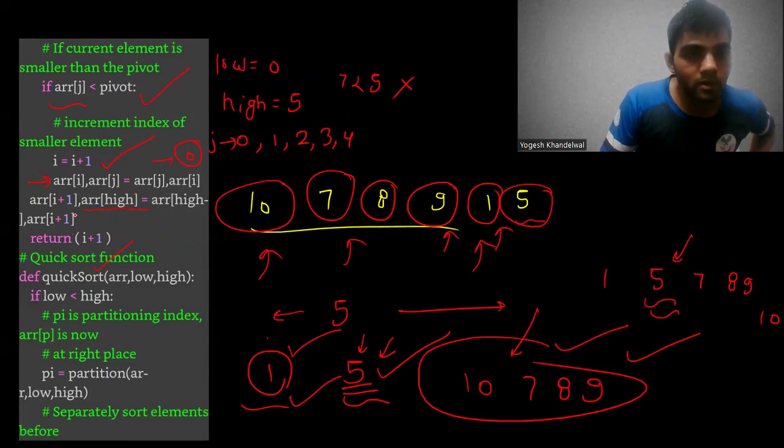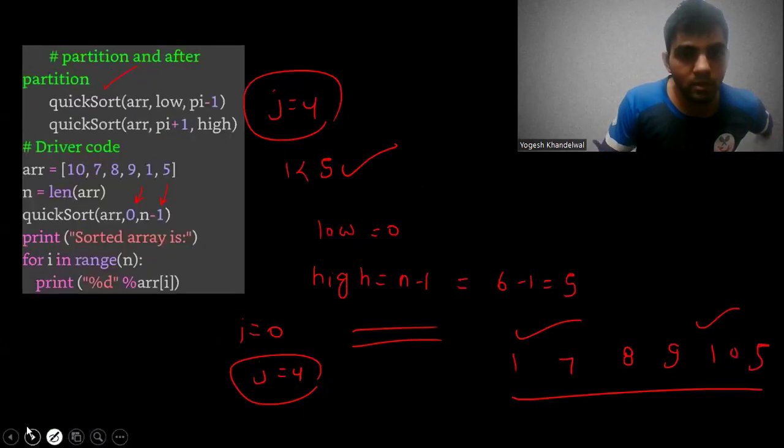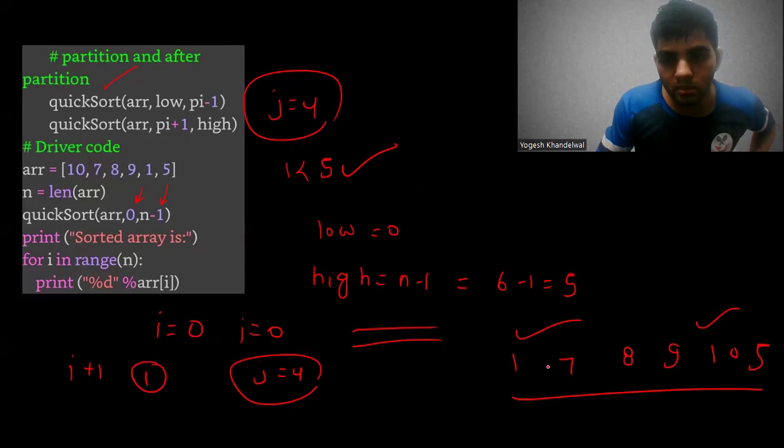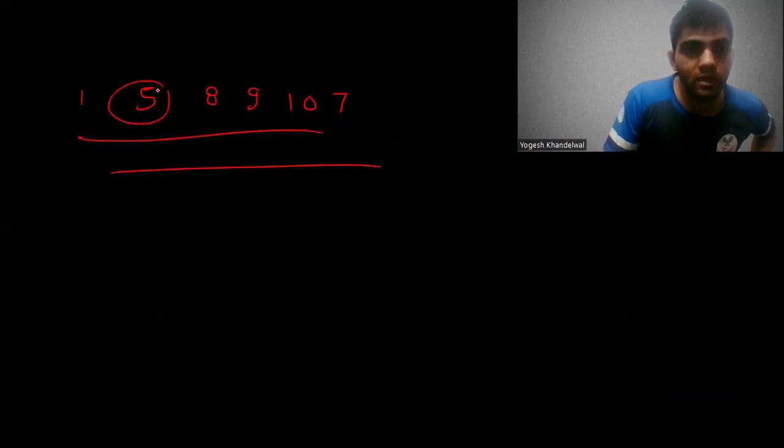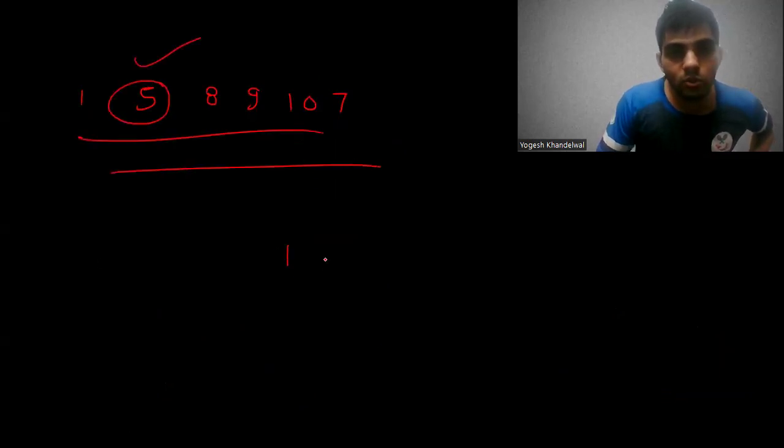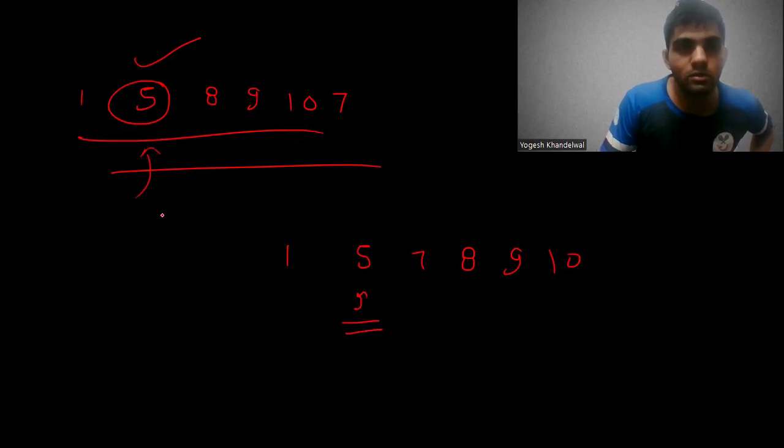So array of i plus 1 and array of i, we are also swapping. Now i value is 0, so i plus 1 is 1, so array of 1 is this and array of i is this, so we are also swapping these two. So now it will become 1 5 8 9 10 7. If we take our sorted list, it will look like this finally. So here its index is 1 and its index in the sorted list is also 1, so this is correct.